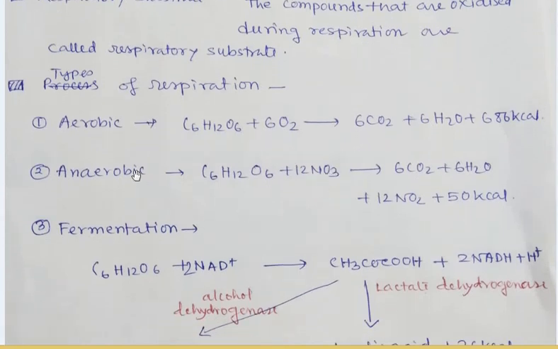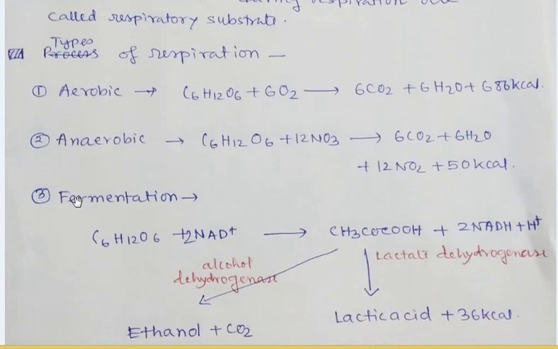We can divide respiration into three types: aerobic respiration, anaerobic respiration and fermentation. First one is aerobic respiration. It requires free oxygen. In the presence of free oxygen, glucose is completely oxidized and forms carbon dioxide, H2O and 686 kilocalories of energy per mole of glucose. That means 180 gram glucose.